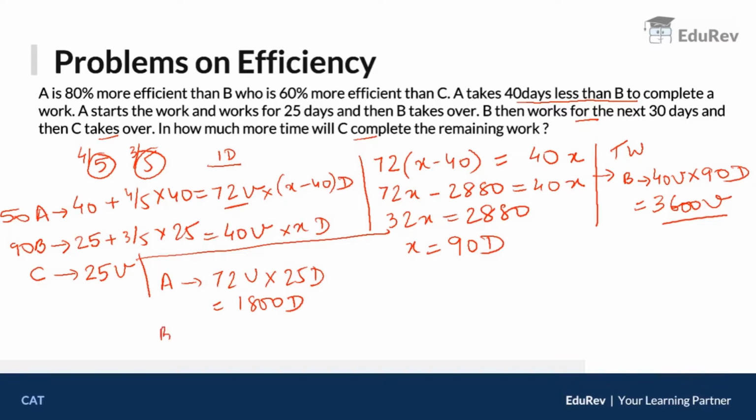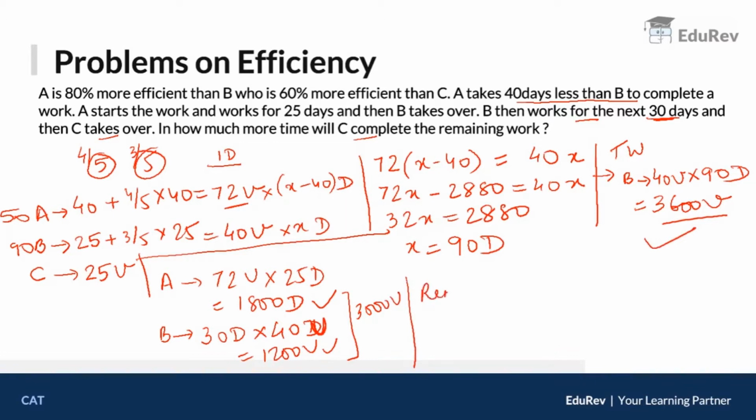Now let's talk about B. Now B takes over and works for the next 30 days. B does 40 units in a day, so the total work done is 1200 units. So 1800 is done, 1200 is done. That means 3000 units are done out of a total of 3600. So the remaining work is 600 units.